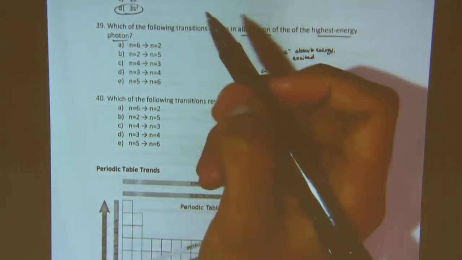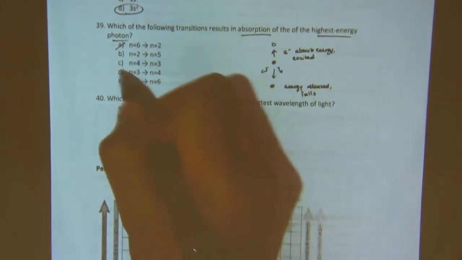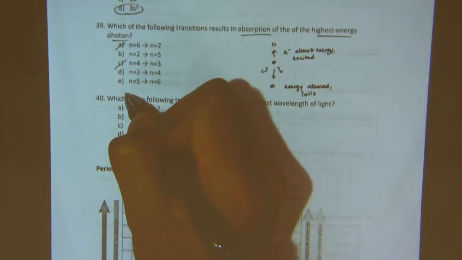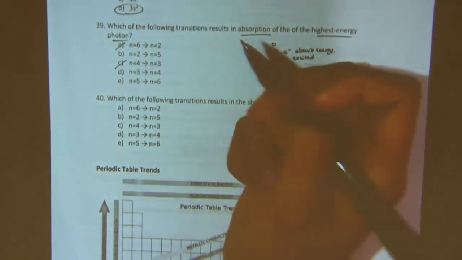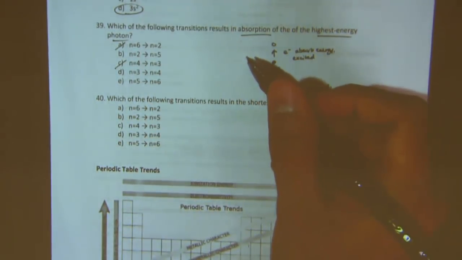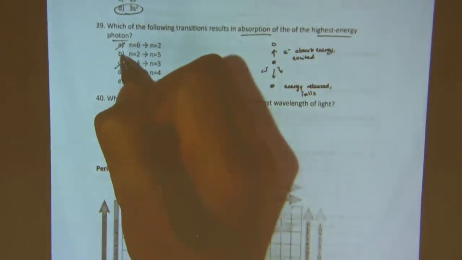So we know that we can cancel out some of these. We can cancel out this because it goes from 6 to 2. We can cancel out this, and that's it. So of these, which of them has the highest jump? And that would be B.